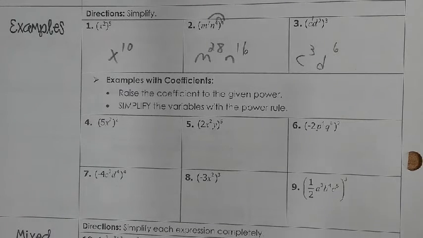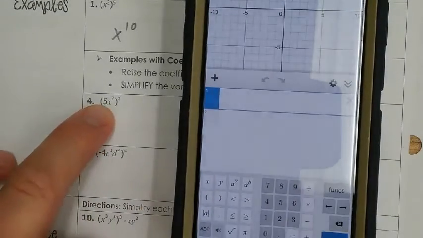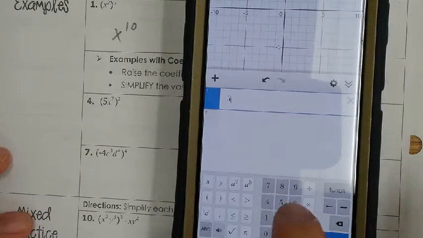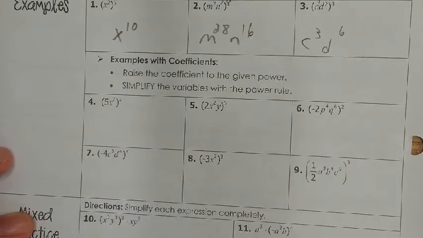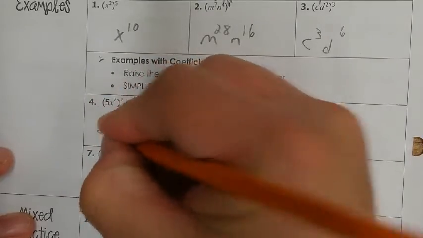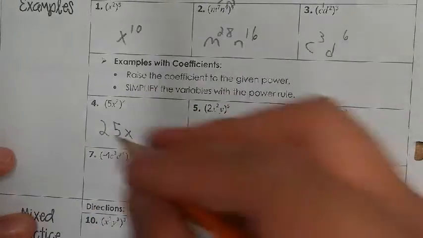Okay, but the examples with coefficients, remember coefficients are the number in front of the variable. Raise the coefficient to the given power, simplify the variables with the power rule. Go ahead, Satir. So do you just multiply the number on the outside by the 5 for that one? So you don't multiply, you do the actual exponent rule. For this one, I could do that in my head, but we'll do 5 squared. Well, 5 squared is 25. So the coefficient you do just like you would in normal math. The exponent you multiply. So what would our x change to? 14.